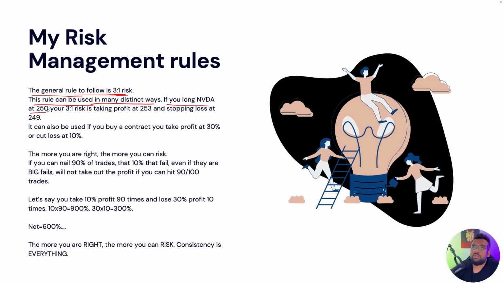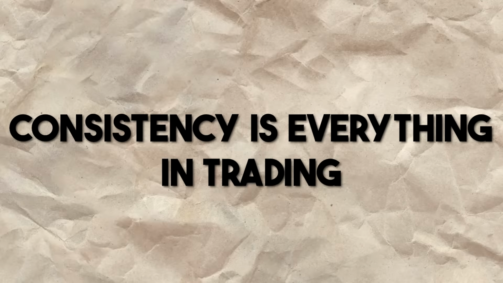If you long NVIDIA at 250 with 3-1 risk to reward, your profit target is 253 and your stop loss is at 249. It can also be used if you buy a contract and you take profit at 30% or cut with a stop loss at 10%. The more you are right, the more you can risk, man, period. You see what I'm saying? Consistency is everything in trading.